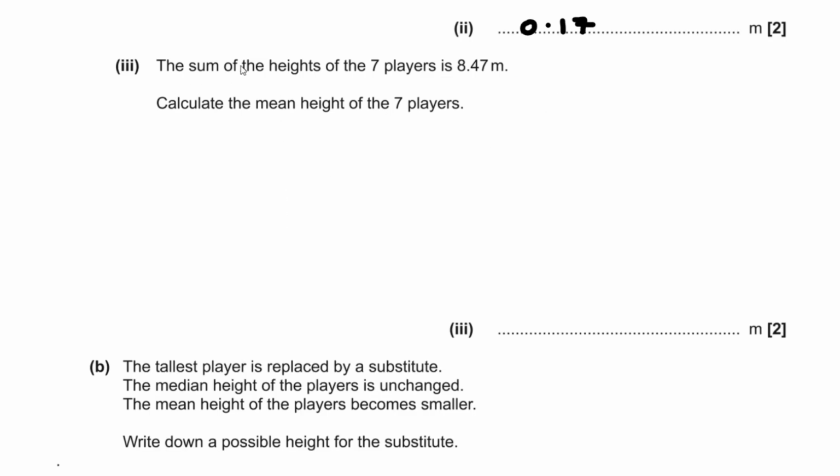For the third part, the sum of the heights of the 7 players is 8.47 meters. We have to calculate the mean height of the 7 players. To calculate the mean height, what we need to do is divide the 8.47 by 7. And if I work out what this is equal to, I get 1.21. So the mean is 1.21.